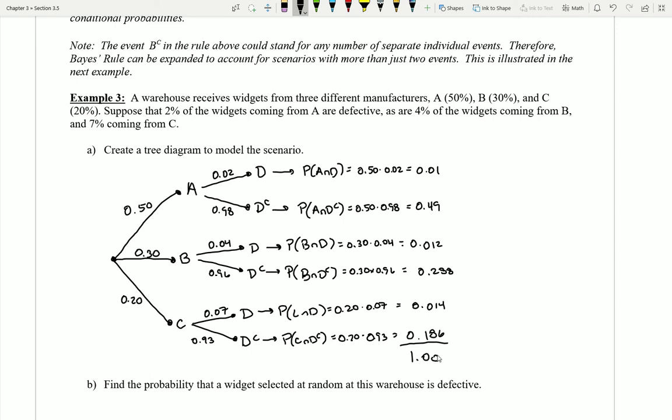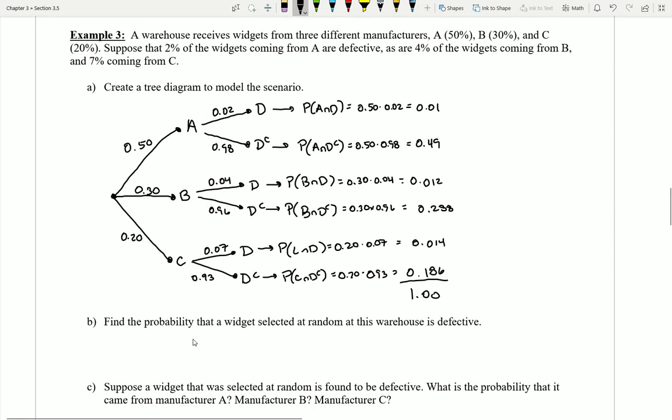So now that I have a tree diagram, I should be able to answer each of these questions fairly simply. Part B, find the probability that a widget selected at random is defective. Okay, well let's see. Where are all the defective widgets? Well, if I go down these two branches, I hit defective. If I go down the B branch and then to here, I get to defective, and also down the C branch. And so I can actually then look at just all of these different probabilities listed out here.